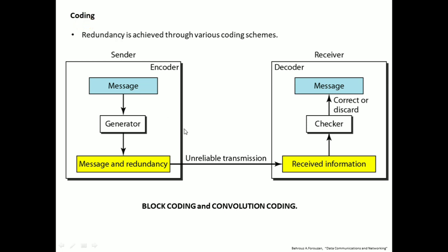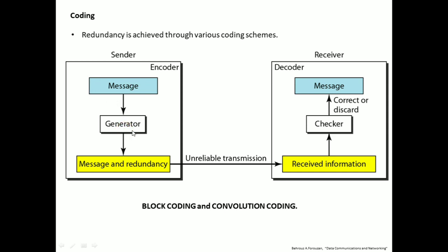The basic block diagram of how this coding will be done is, let us say this is the sender, and we have the original message. There is a generator function which generates redundancy by using some algorithm. We will see what different kinds of algorithms we are going to use for generating the redundancy. The original message will be given to the generator.